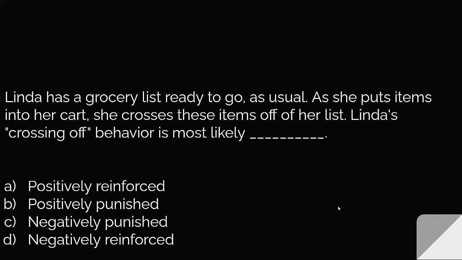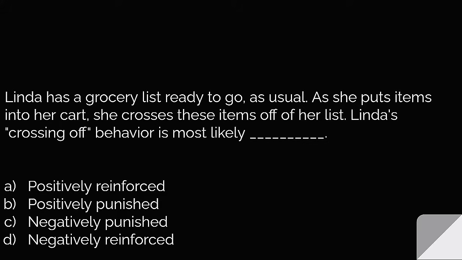This is awesome. Linda has a grocery list ready to go as usual. As she puts items into her cart, she crosses these items off her list. Linda's crossing off behavior is most likely positively reinforced, positively punished, negatively punished, or negatively reinforced? Everybody's like, whew, something I can wrap my head around. Now I'm going to go rewrite that question a bunch of times, do different things with it.